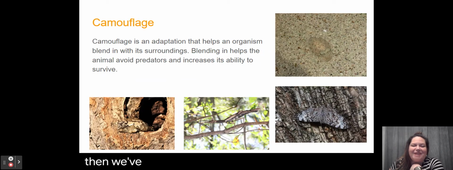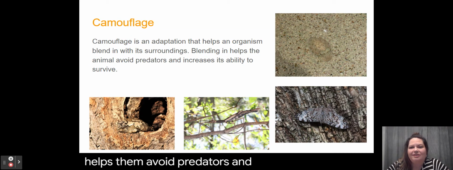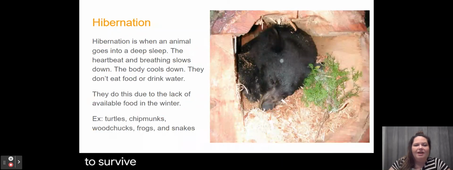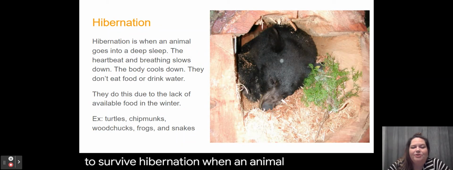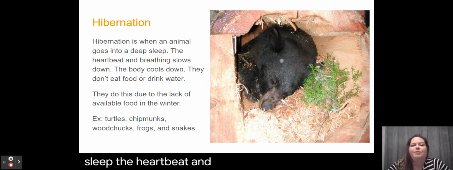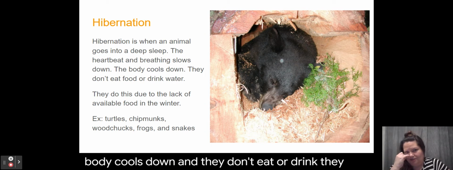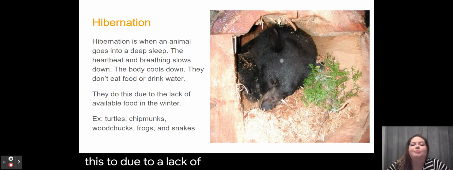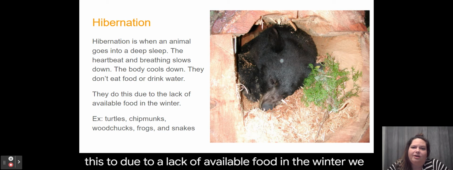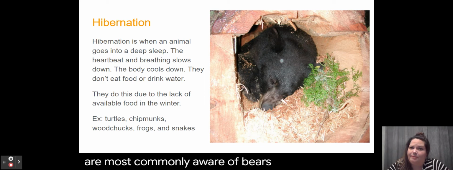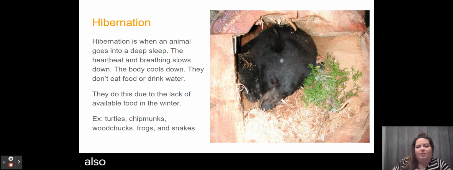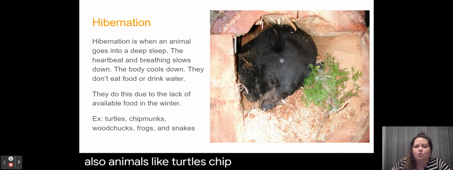All right, then we've got camouflage. This is an adaptation that helps an organism blend in with its surroundings. It helps them avoid predators and increases their ability to survive. Hibernation. When an animal goes into deep sleep, the heartbeat and breathing slows down, the body cools down, and they don't eat or drink. They do this due to a lack of available food in the winter. We are most commonly aware of bears hibernating, but also animals like turtles, chipmunks, woodchucks, frogs, and snakes will also do this.